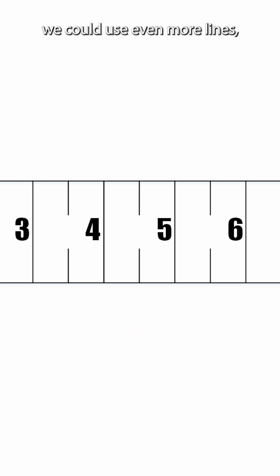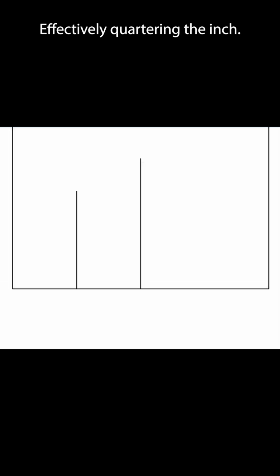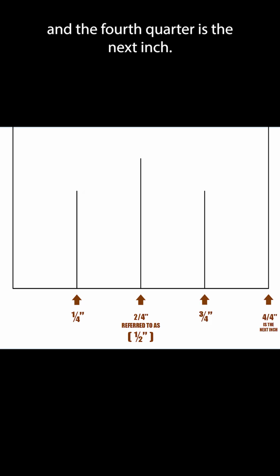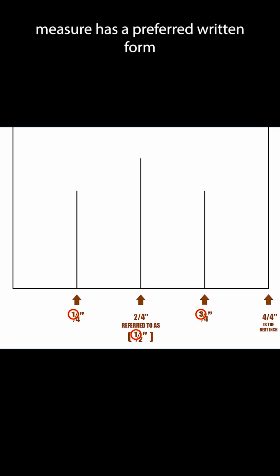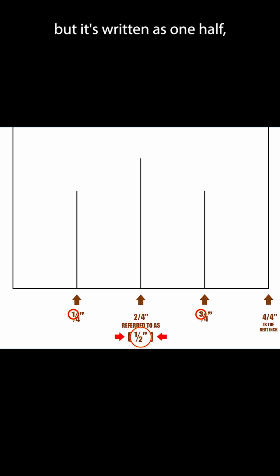Soon we find we could use even more lines, so we cut the space between the lines in half again. This makes 4 equal spaces inside of an inch, effectively quartering the inch. We can call these 1/4, 2/4, referred to as half an inch, 3/4, and the 4th/4 is the next inch. Every fraction on the tape measure has a preferred written form and always has an odd numerator. This may be 2/4, but it's written as 1/2, 1 being odd. Watch for this pattern as we move on.